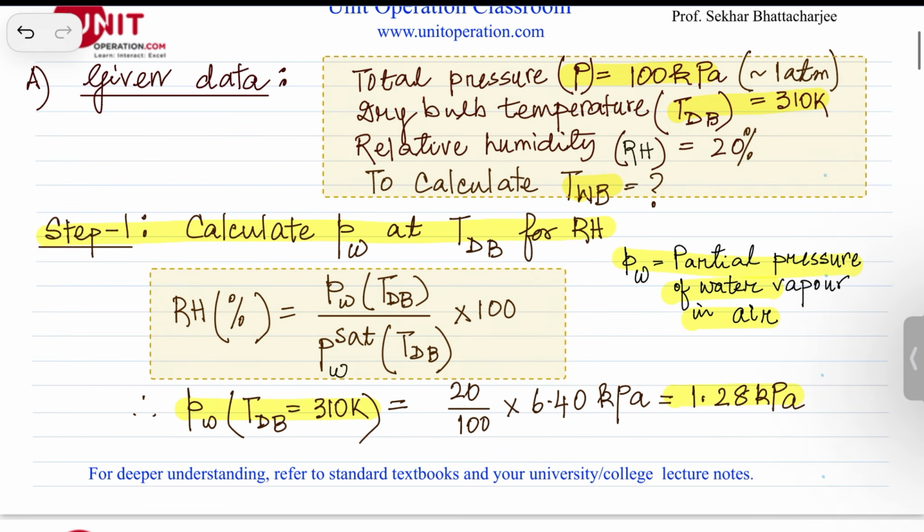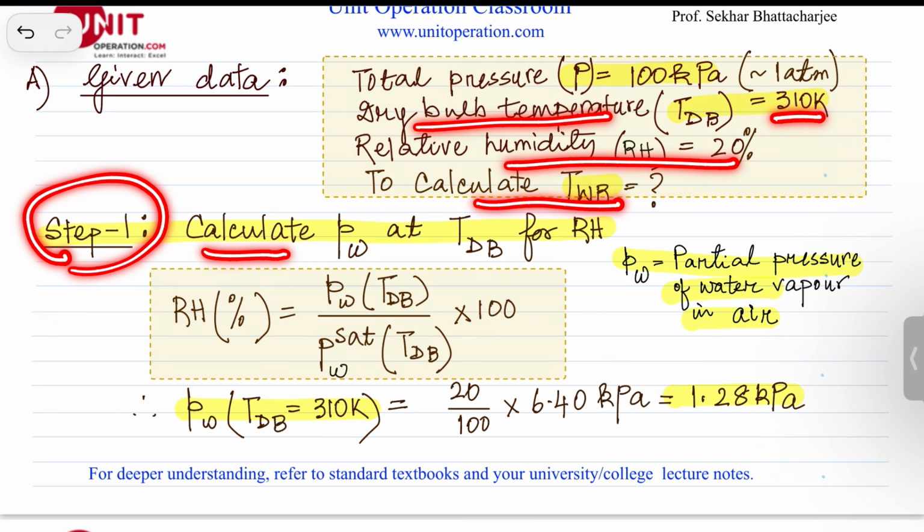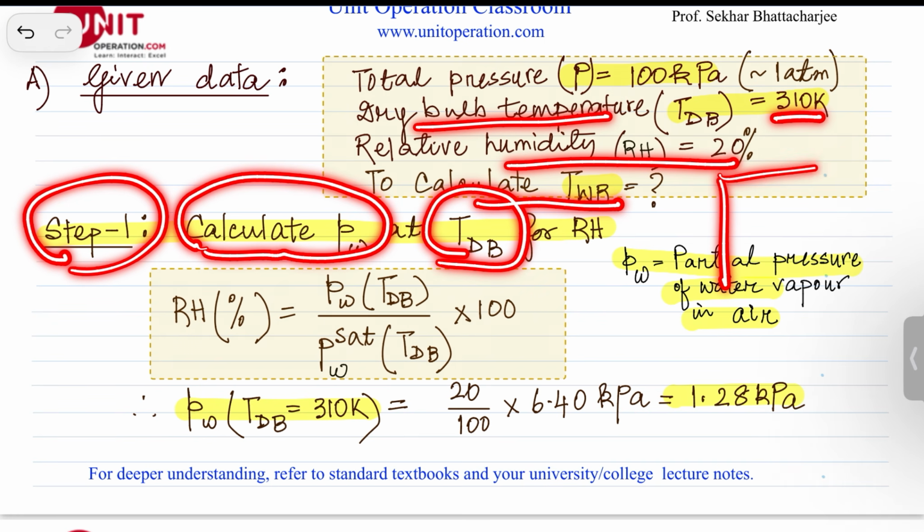So the given data: the total pressure P is 100 kilopascals, approximately one atmosphere, not exactly one atmosphere. Dry bulb temperature is 310 Kelvin, the relative humidity is given, and we have to calculate the wet bulb temperature. First, what is the first step? That we calculate the partial pressure of water. Here the dry bulb temperature is given and the relative humidity is given.